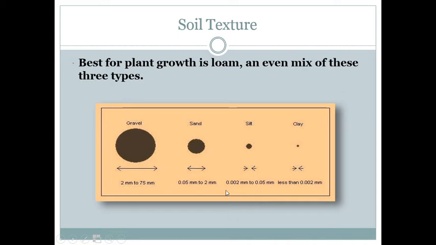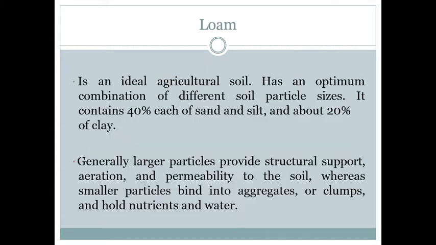So loamy soil is better in terms of agricultural production. Now, why? Because loam is an ideal agricultural soil. It has an optimum combination of different soil particle sizes. It contains 40% of sand and silt and about 20% of clay. So generally, larger particles provide structural support, aeration, and permeability to the soil, whereas smaller particles bind into aggregates or clumps and hold nutrients and water.